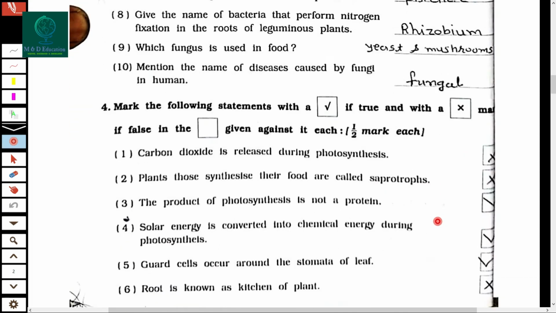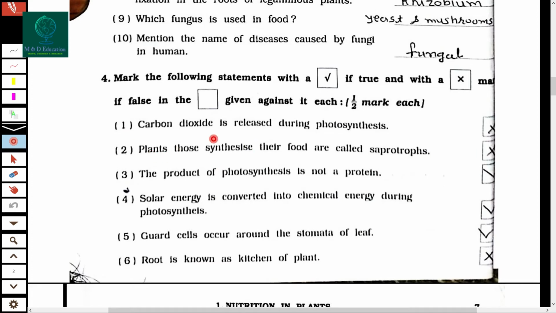Now the right or wrong questions. The first one is, carbon dioxide is released during photosynthesis. So the answer is wrong. Plants that synthesize their food are called saprotrophs. It's wrong. The product of photosynthesis is not a protein. So the answer is right. Solar energy is converted into chemical energy during photosynthesis. Also right. Guard cells occur around the stomata of a leaf. So the answer is also right. Root is known as the kitchen of a plant.